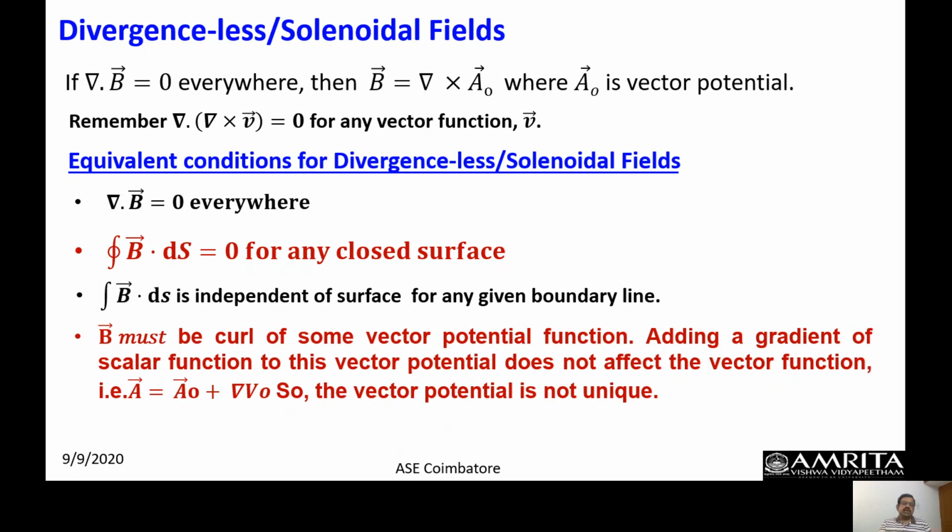So I again conclude by saying that both the scalar potential associated with the electrostatic field and the vector potential associated with the magnetic field are not unique.